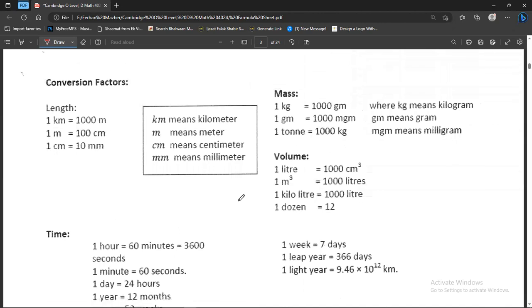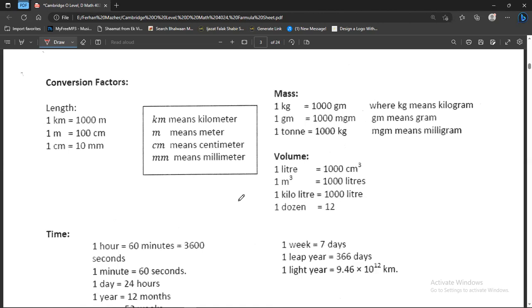Okay, the mass: 1 kg is equal to 1000 gram. 1 gram has 1000 milligrams, and 1 ton has 1000 kg, where kg means kilogram, gm means gram, and mgm means milligram. Volume: 1 liter has 1000 centimeter cube. 1 meter cube has 1000 liter, and 1 kiloliter has 1000 liter.